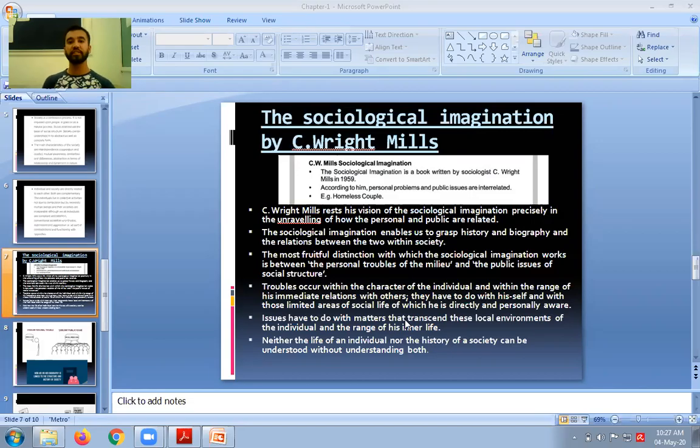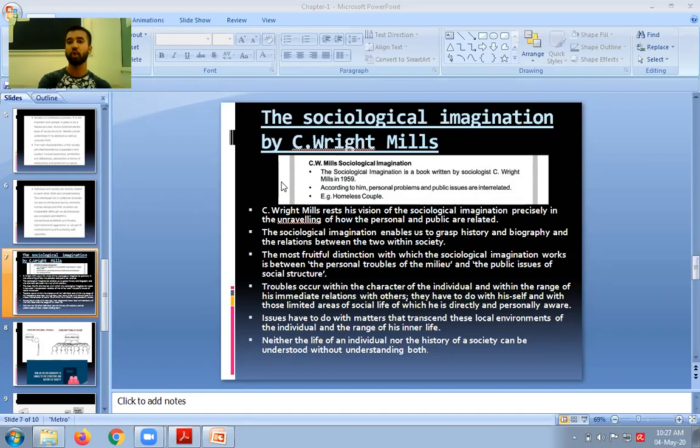It's important to understand the factors and the reasons behind any issue. And who is going to give us this perspective? Our sociological imagination is going to give us that perspective. It is an ability of the mind to think not only from our own perspective, but from the perspectives of others as well. I'm sure you are understanding.